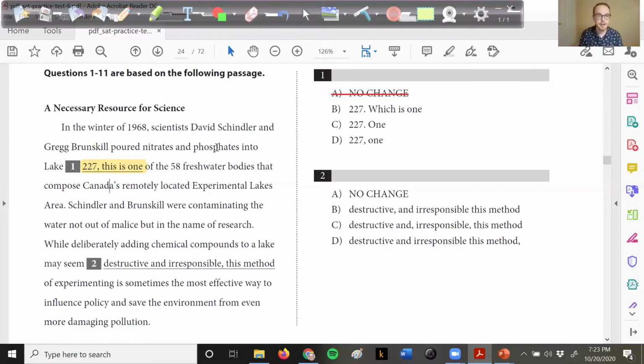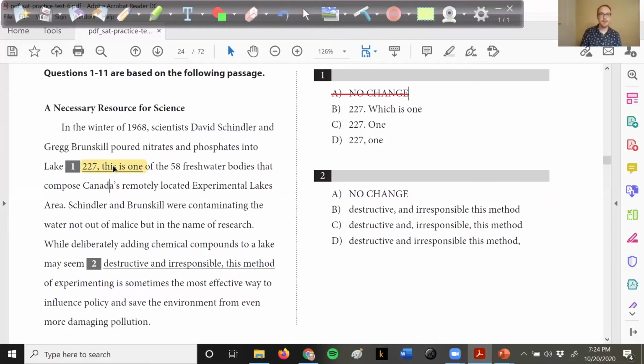Let's plug it in here. In the winter of 1968, scientists David Schindler and Greg Brunskill poured nitrates and phosphates into Lake 227, period, which is one of the 58 freshwater bodies that compose Canada's remotely located experimental lakes area. Whew, it's a mouthful. We're not going to read that whole thing every time, and I don't recommend you read this out loud either. This is going to take a lot longer for me doing it and explaining my process than it will for you on test day. On test day, you already would have been on question 15 by now.